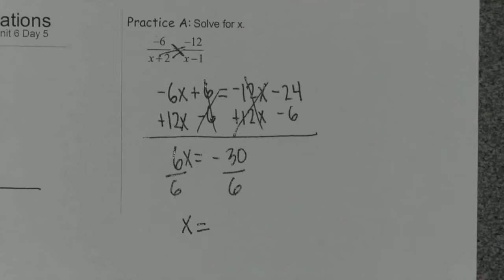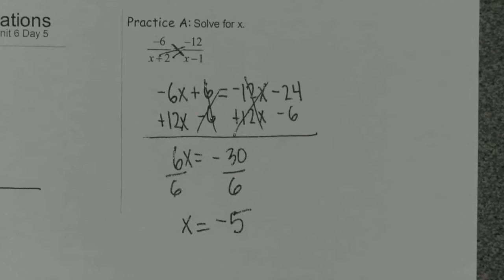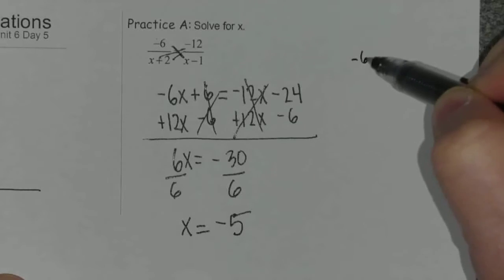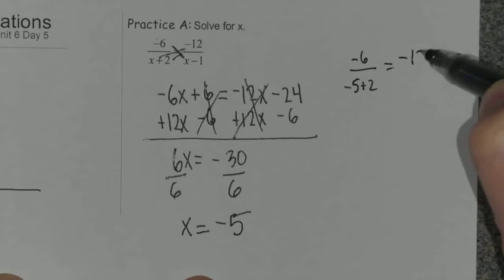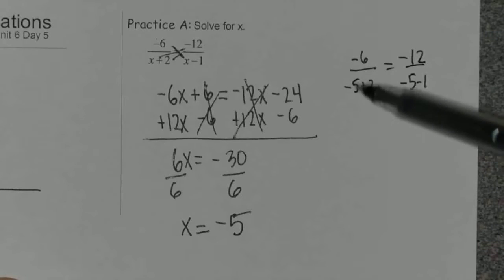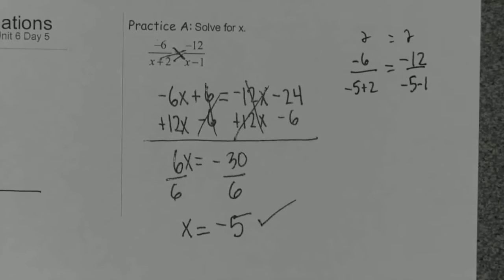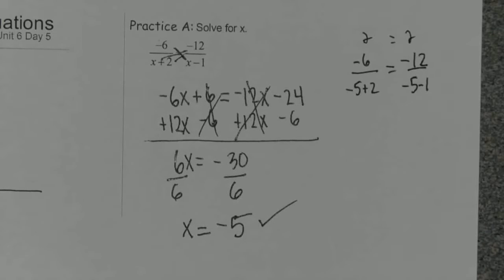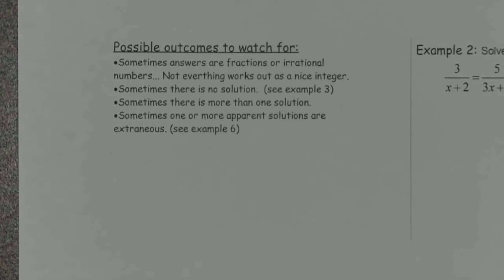And x equals... And again, we're going to sub that in real fast to make sure that it works. I know it's kind of a pain in the butt, but you'd have negative 6 over negative 5 plus 2. And I want to know if that's equal to negative 12 over negative 5 minus 1. Yep. So here you'd have positive 2, right? And here you'd have positive 2. Did it check? It did. Okay, so again, checking for extraneous solutions. And here it actually talks about those. So it says possible outcomes to watch for.